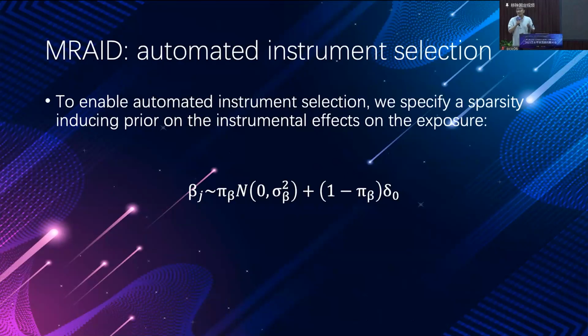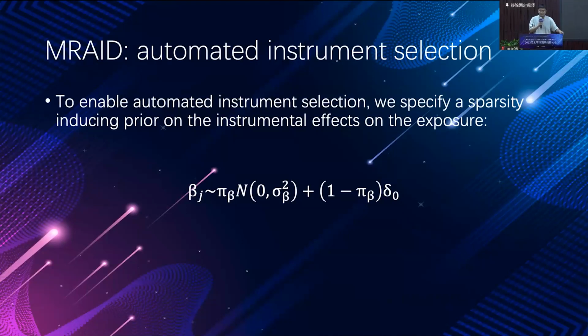how do we know it is a valid instrumental SNP? Here, we want to give some probability to indicate whether this SNP is a valid instrument. So we specify a sparsity-inducing prior on the instrumental effects on the exposure. This is a common modeling assumption in the variable selection field.